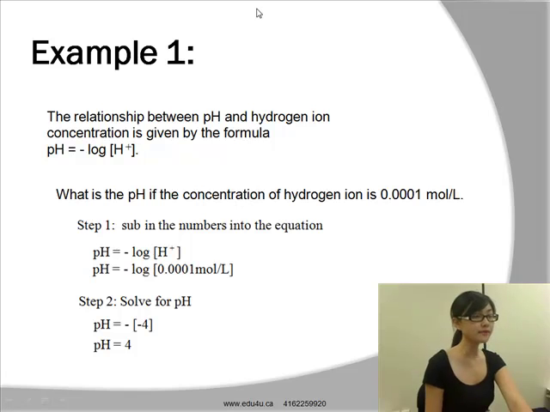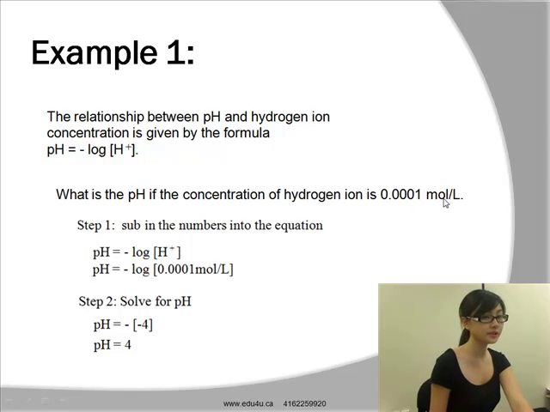Let's take a look at example 1 from your learning resources. The relationship between pH and hydrogen ion concentration is given by the formula pH equals the negative log of the concentration of hydrogen ion. You do have to memorize this relationship for your test. It will not be given. What is the pH if the concentration of hydrogen ion is 0.001 moles per liter? Moles per liter is simply the unit for concentration.